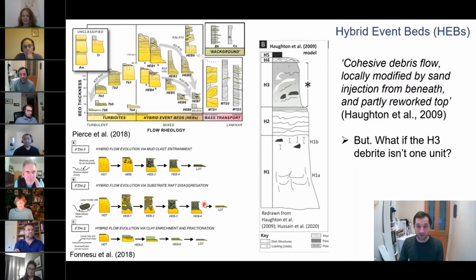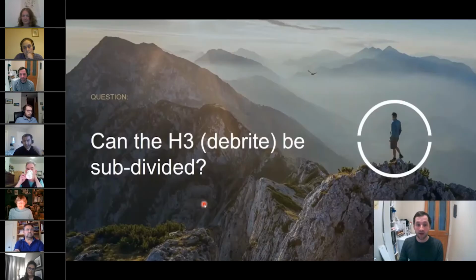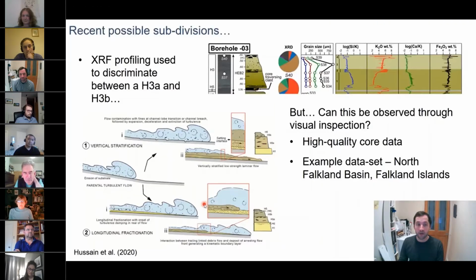But what if H3 debris isn't a single unit? What if it has internal subdivisions? Some recent studies have suggested that might be the case. Hussain et al. 2020 used XRF profiling to show that clay varied upwards within a single H3 unit and on that basis discriminated between H3A and H3B. The advantage of this work is that clay composition can be shown quite clearly in these graphs.